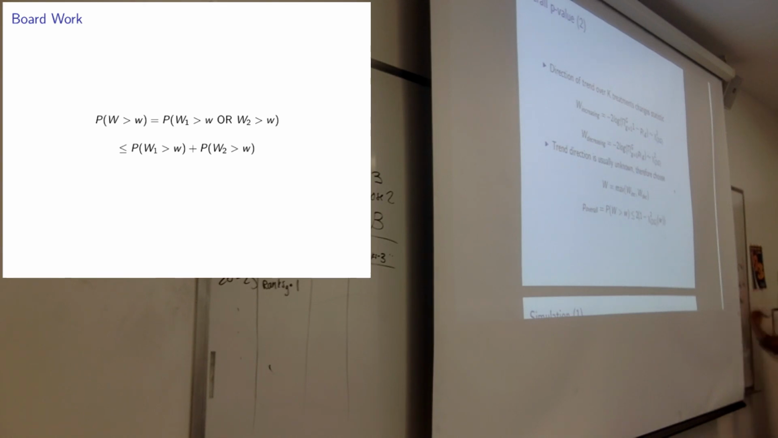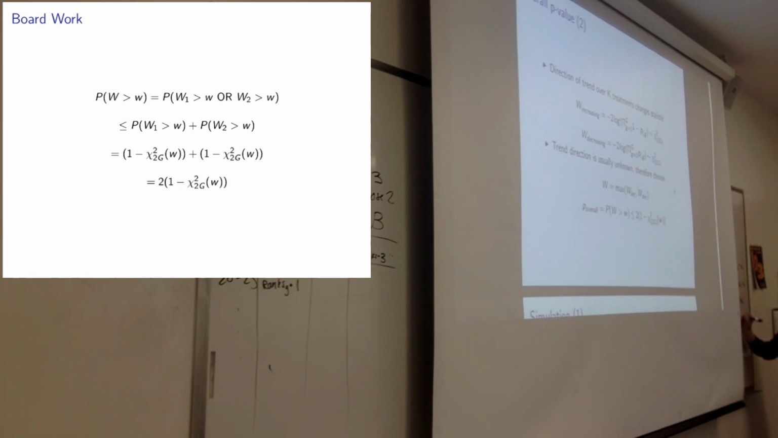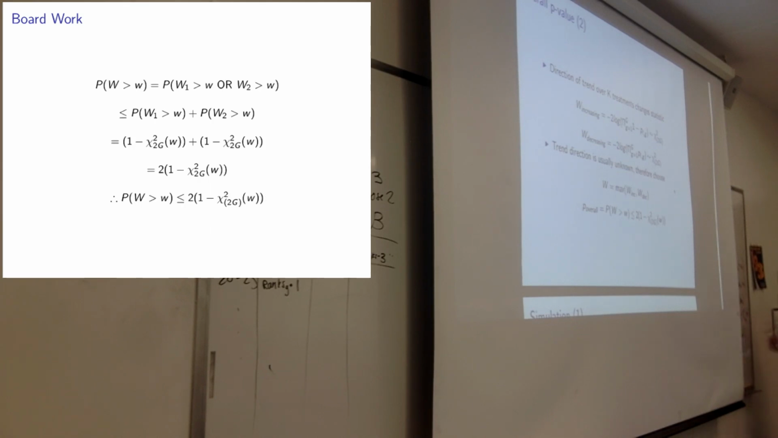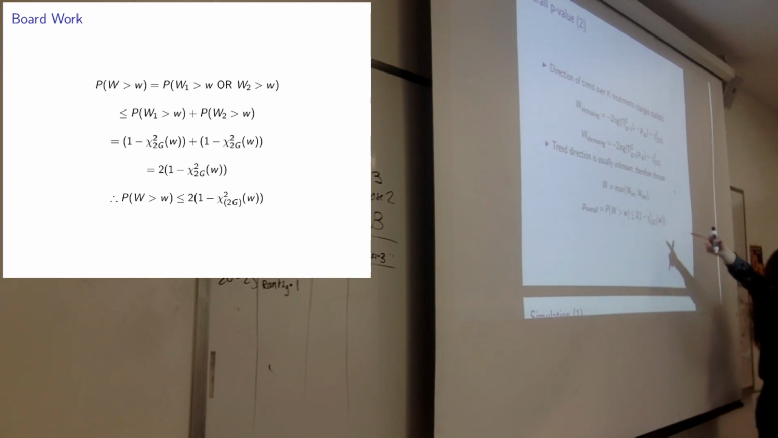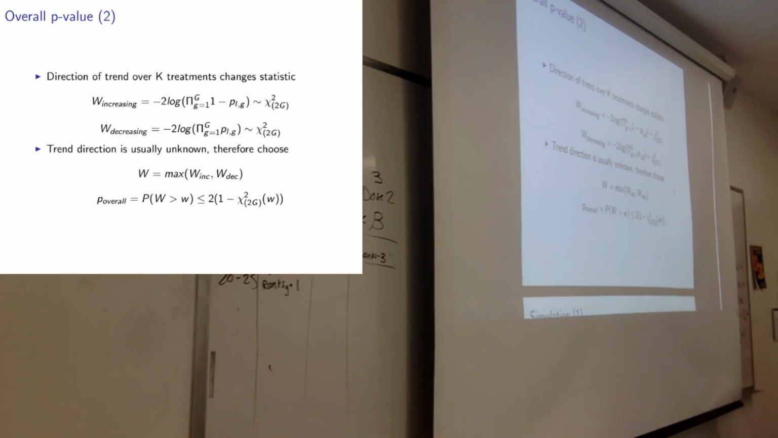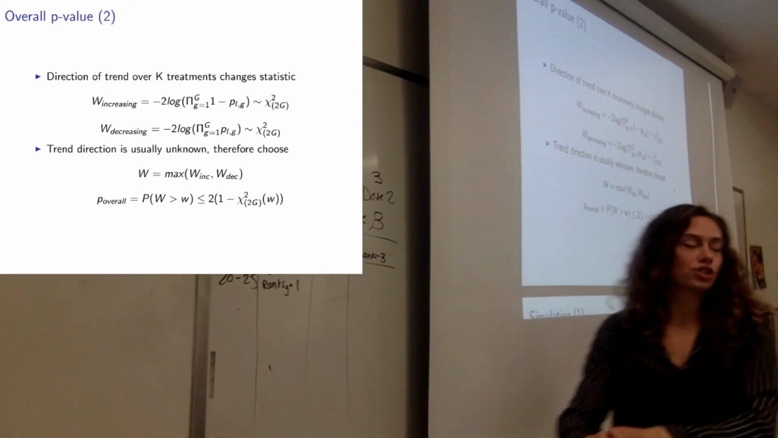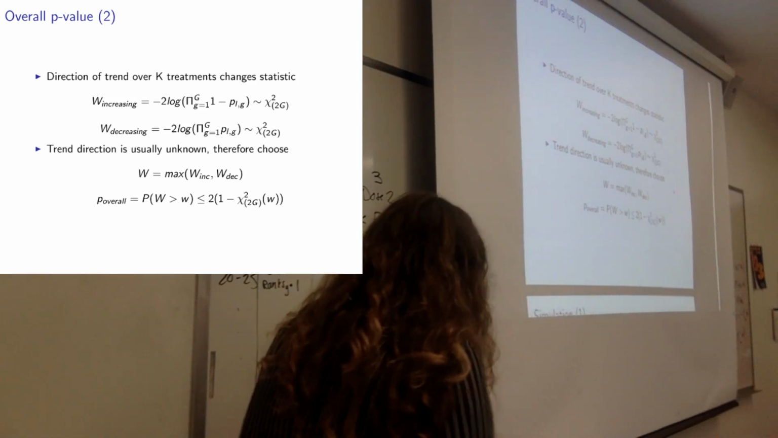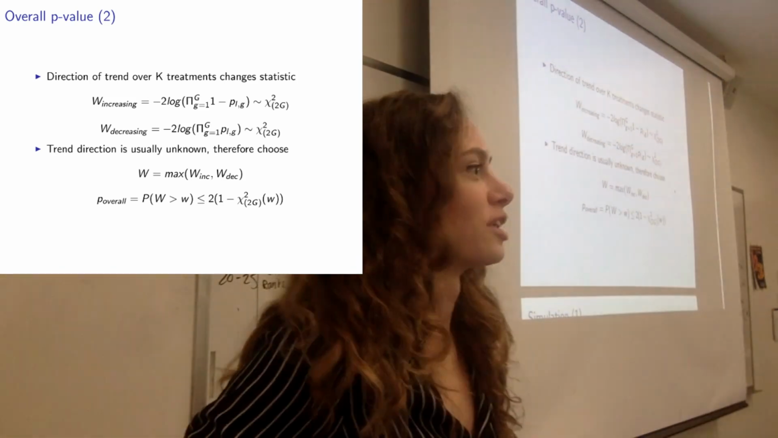So we're doing greater than, which means we have to do 1 minus chi-squared 2g evaluated at w, plus 1 minus chi-squared 2g evaluated at w, and that's just 2 times 1 minus chi-squared 2g w. So this is a lower bound for the max, which is what we're using. And that's how they're getting their overall p-value for each locus. We can thank Joseph for helping me on that.